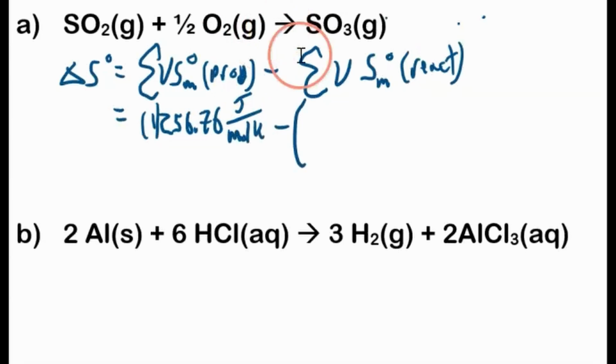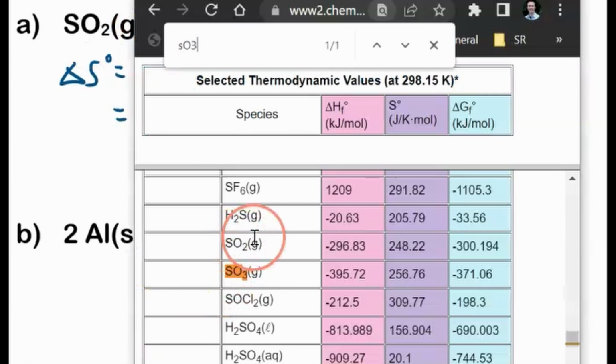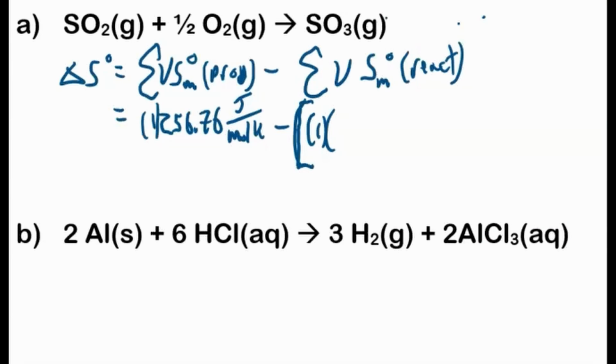Okay, minus, and after this minus, always give yourself a big bracket here because you don't want to miss out on distributing this negative sign into the various terms. So for the first one, it's going to be the stoichiometric coefficient for SO2, which is just 1, times the molar entropy of SO2, which is right above it. That's convenient. And that's 248.22 joules per mole Kelvin.